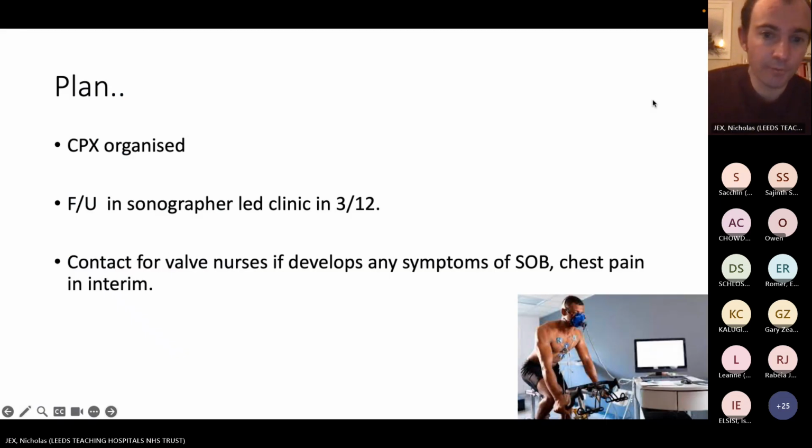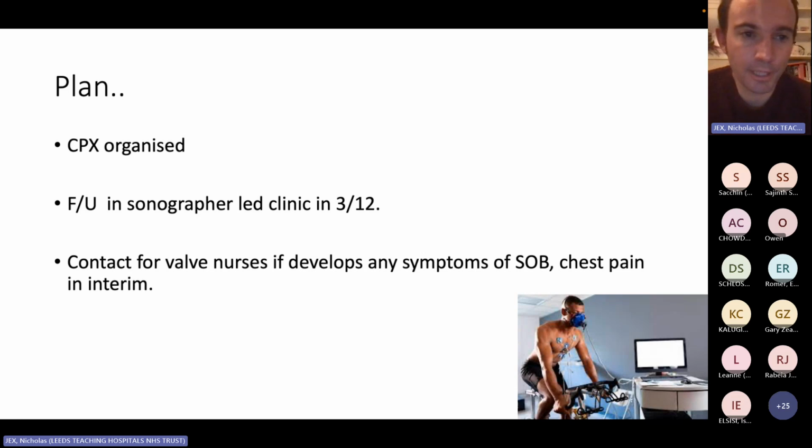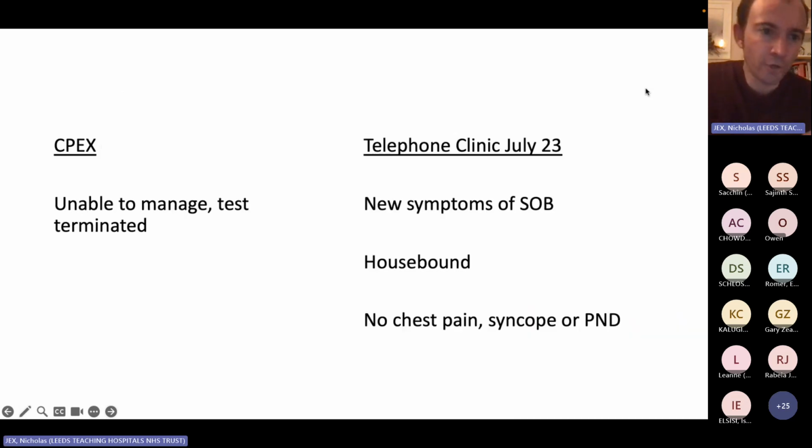The plan from the clinic was for a cardiopulmonary exercise test to see if the patient was truly asymptomatic, and then after that for a follow-up in the valve clinic in 3 months' time, with a safety netting of contacting the valve nurses if any deterioration in the meantime. Unfortunately, the patient was unable to manage the CPX test, which had to be terminated because they can't use the treadmill or the bike effectively. So then has a telephone clinic appointment in July. At this point, she is now mentioning that she's breathless, is housebound, not experiencing any chest pain or syncope.